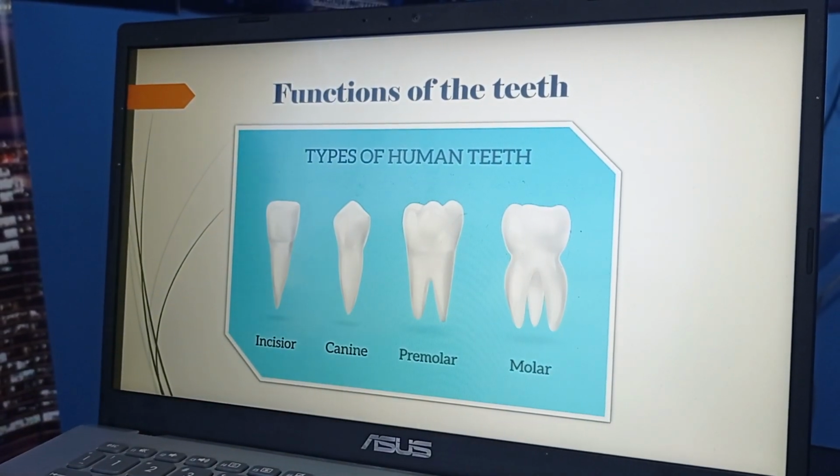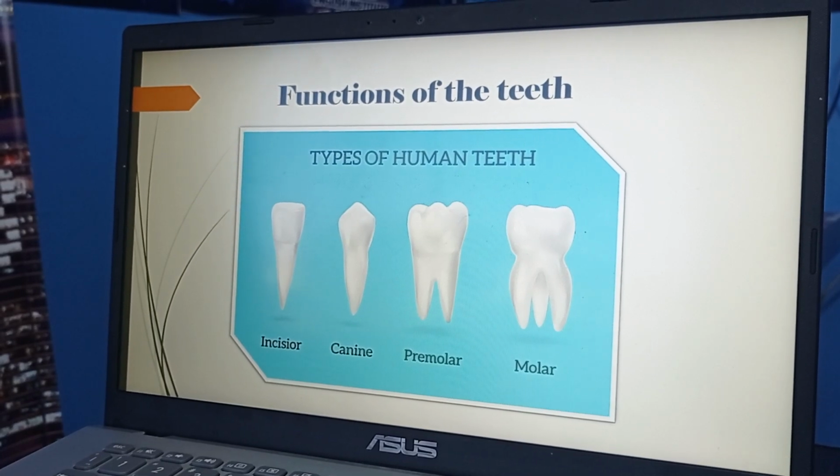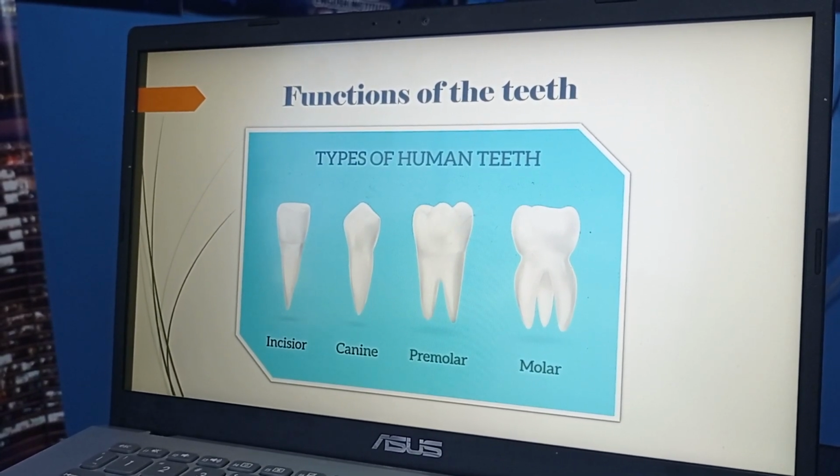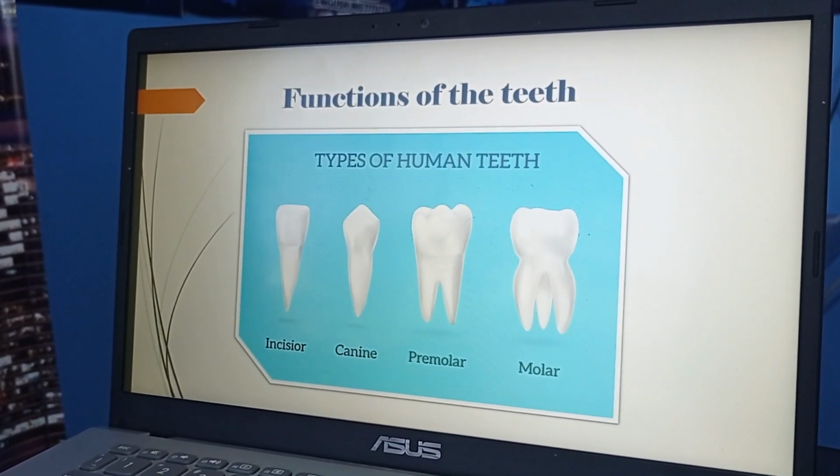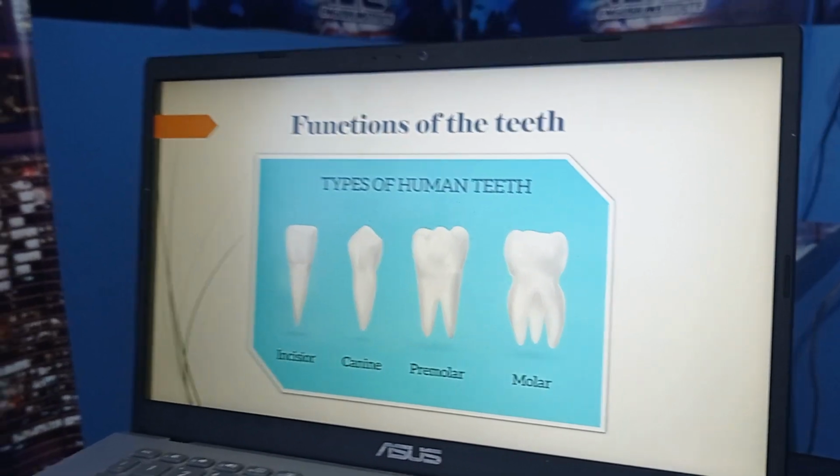Function of the teeth depends on the morphology of each tooth. The more important functions are chewing food by molar teeth, and pronouncing words and biting by incisors and canine teeth. Types of the teeth.